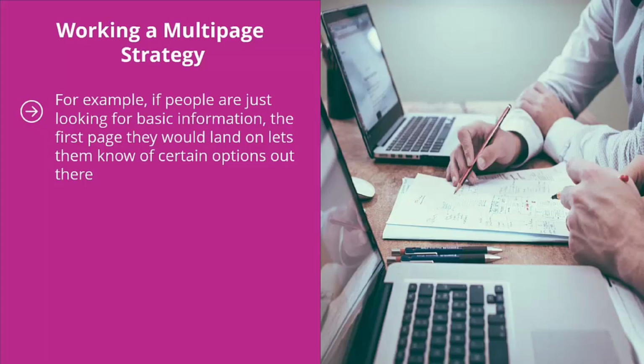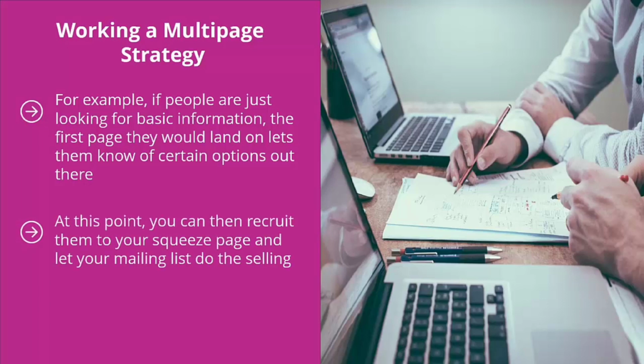Once they are excited about a particular option, they can click another link that would take them to a page that talks about a specific type of option, which they obviously already like. This page then gives enough details that they build trust. At this point, you can then recruit them to your squeeze page and let your mailing list do the selling. You can also give them the answer in the form of a freebie in exchange for them signing up for your email list. Whatever the case may be, you walk the visitor through the trust stage.